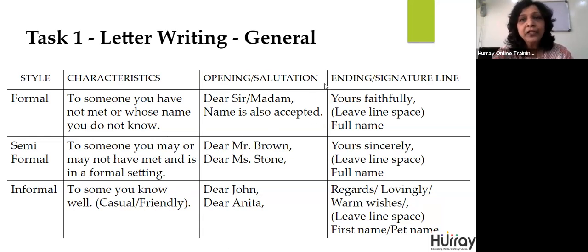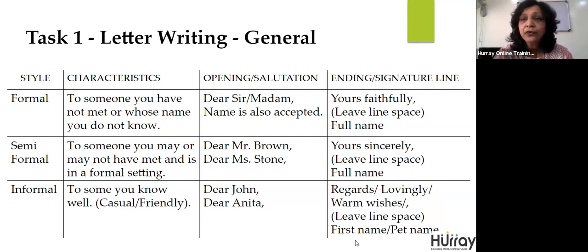Now, at the end, after the conclusion paragraph, you leave a line space and write Yours faithfully for formal letters, put a comma, then leave a full line gap, an empty line, and then write your full name. For the semi-formal letter, you write Yours sincerely, comma, and leave a full line gap and write your full name. But for the informal letter, you don't say faithfully or sincerely, you write Regards or Lovingly or Warm wishes. You can finish and close in many ways.